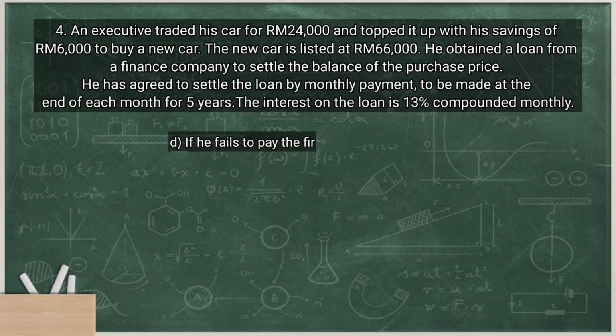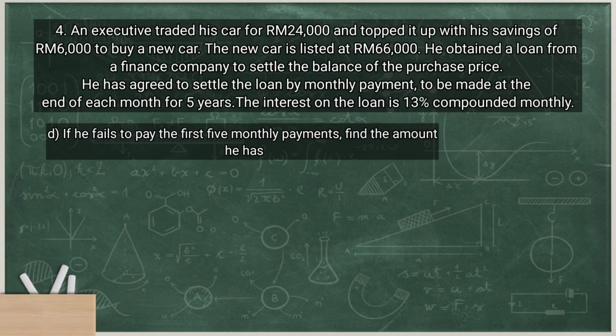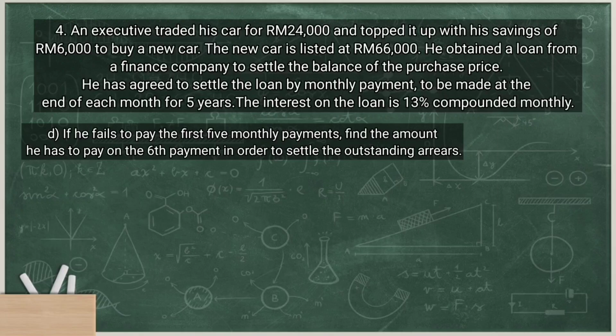D. If he fails to pay the first 5 monthly payments, find the amount he has to pay on the 6th payment in order to settle the outstanding arrears. So, the executive fails to pay the first 5 monthly payments. We need to find the 6th payment to settle the outstanding arrears. So, when we pay for the 6th payment, we need to calculate as 6.